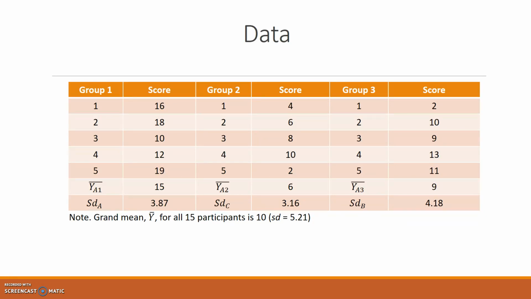So then for group 2, there's 5 people. For example, person number 1 got a score of a 4, all the way down through person number 5, who got a score of a 2. If we add these up and divide by 5, the average score on the dependent variable for group 2 is 6 with a standard deviation of 3.16. For group 3 then, the first person obtained a score of 2. Person number 2 scored a 10. Person 3 got a score of 9. Person 4, 13. And person 5, 11. If we add these up and divide by 5, we get the average score of 9 with a standard deviation of 4.18.